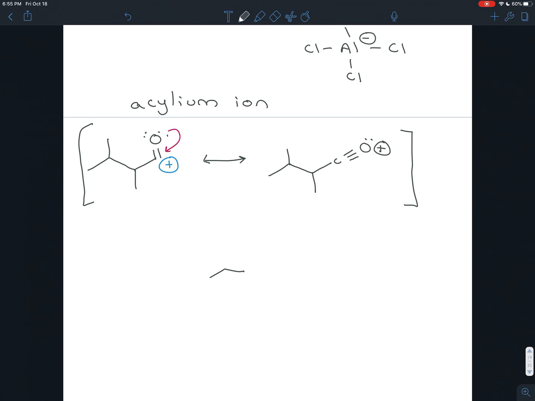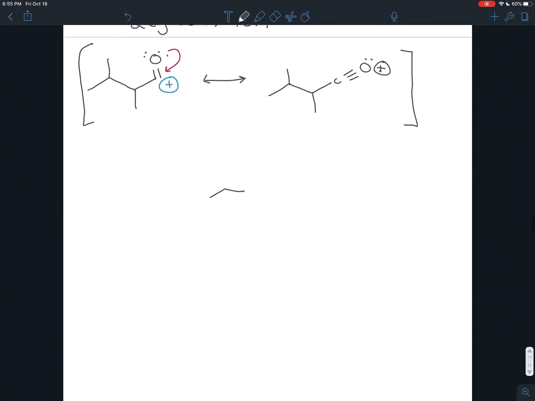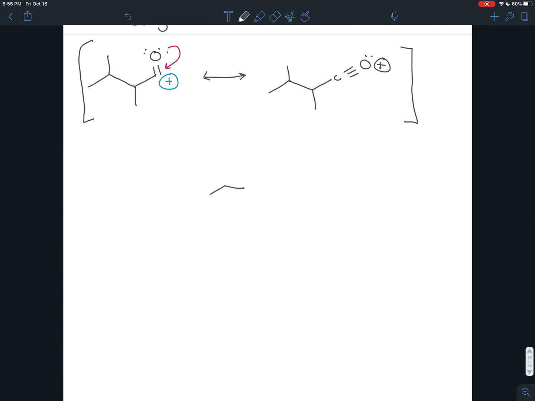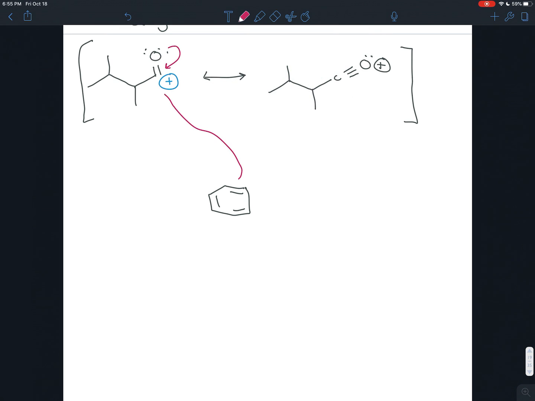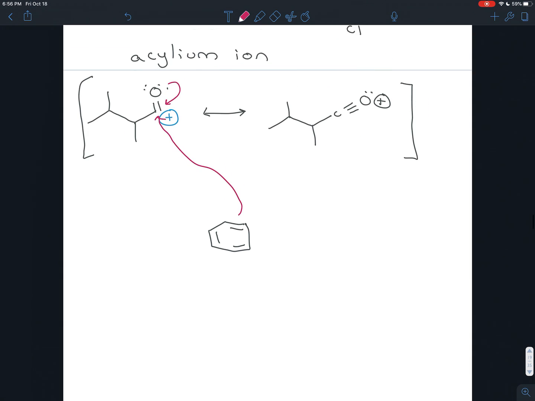And that's the awesome electrophile that benzene can swoop down and attack. So benzene can come in, weak nucleophile that it is, and attack that awesome electrophile. And the advantage here to using this Friedel-Crafts acylation is this resonance structure. That resonance structure stabilizes this carbocation and prevents it from rearranging.